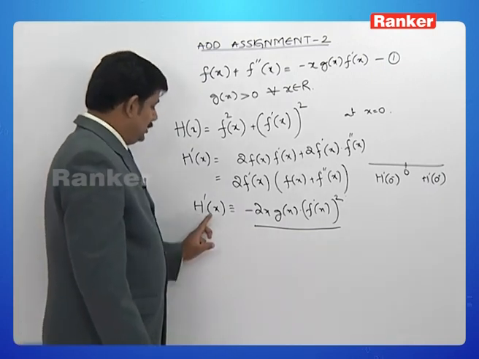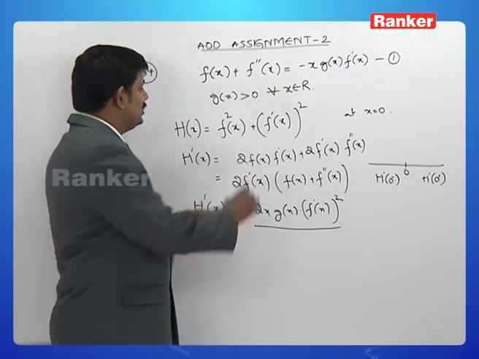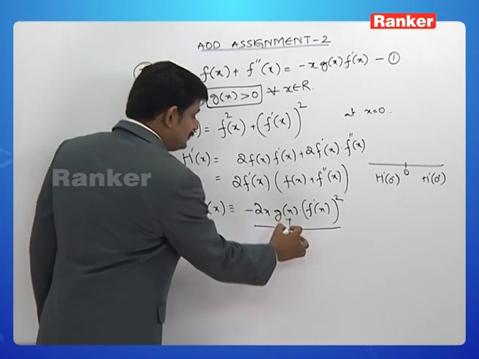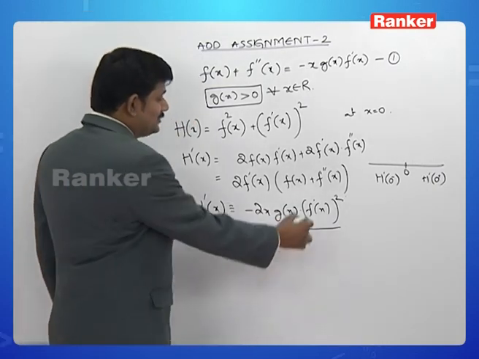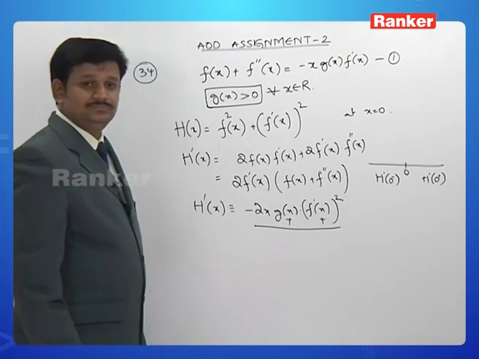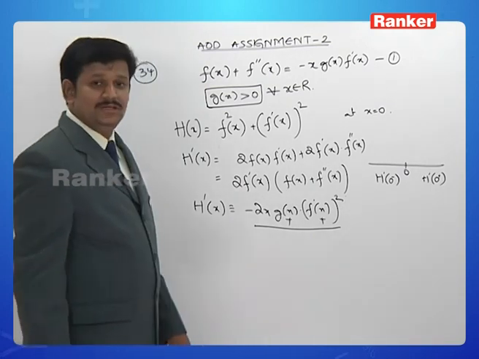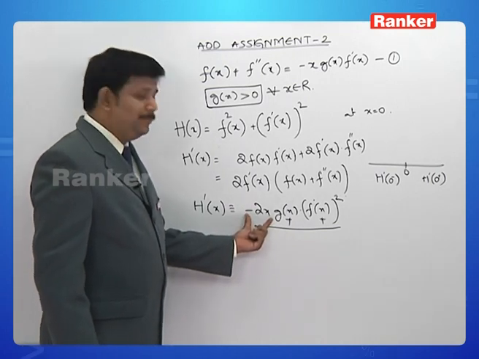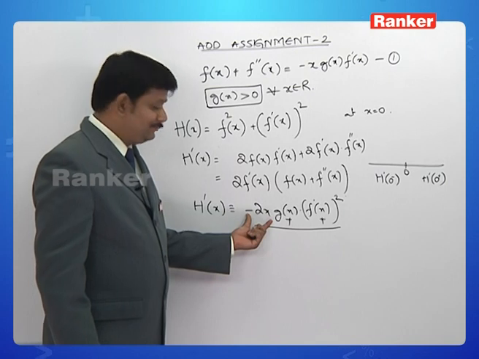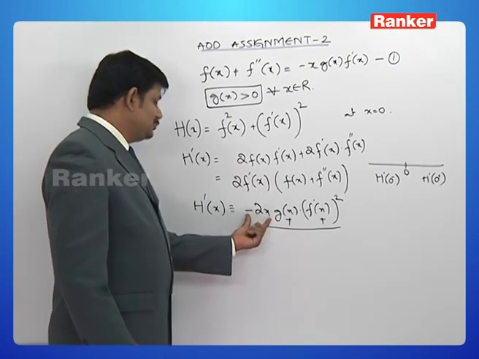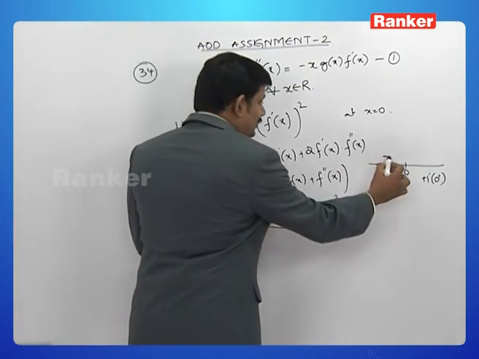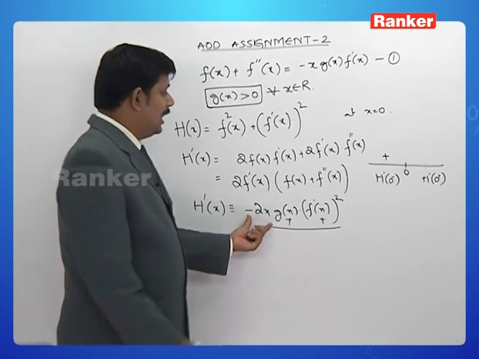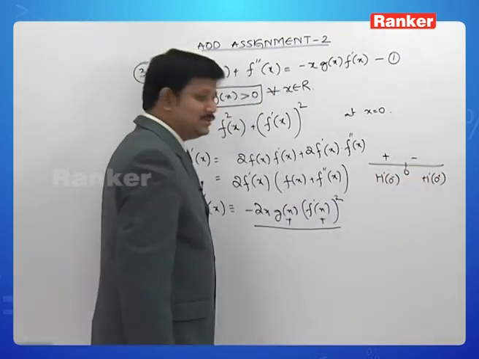Now, g of x is always positive. It is given that g of x is always positive. So, this is a positive number. F dash of x whole square is always positive, and minus 2x will be positive if x is negative and negative if x is positive. So, to the left side of 0, h dash of x is positive, and to the right side of 0, h dash of x is negative.